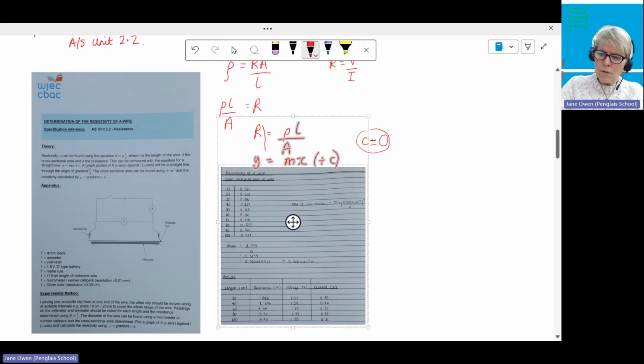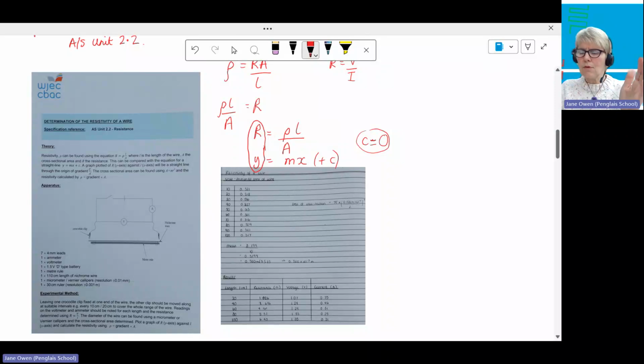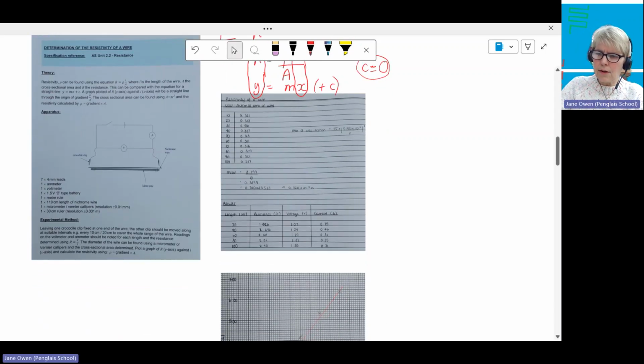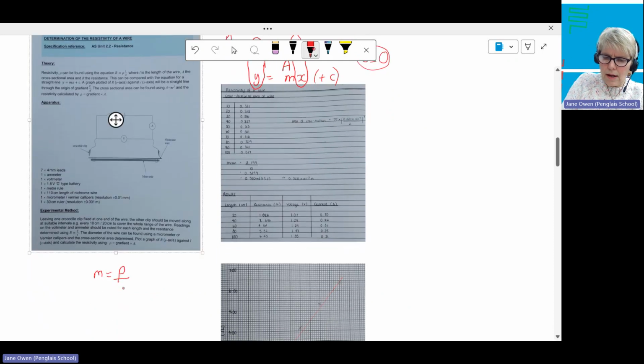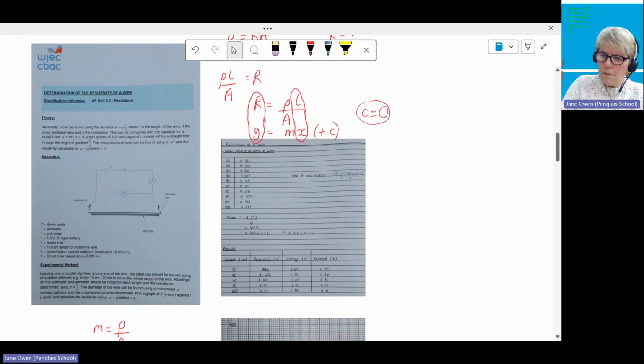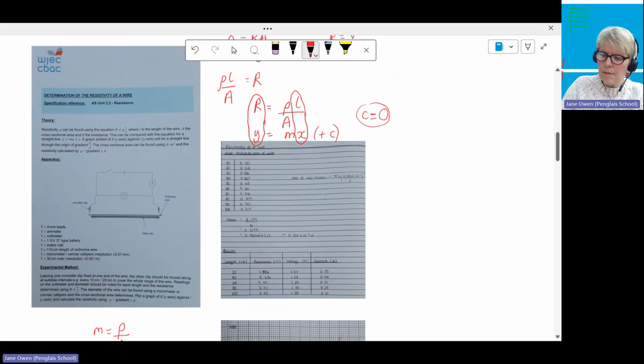So y is going to be plotted on the vertical axis, which is going to be the resistance. x is going to be the horizontal axis at the bottom, and that's going to be the length. And so the gradient m gives us, if I put that down here to be consistent with the graph when we see it, the gradient m is equal to the resistivity divided by the cross-sectional area. And I've just taken that from this equation here, okay?